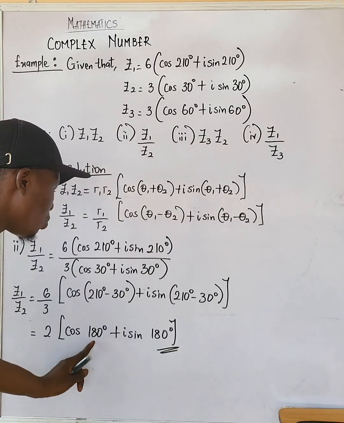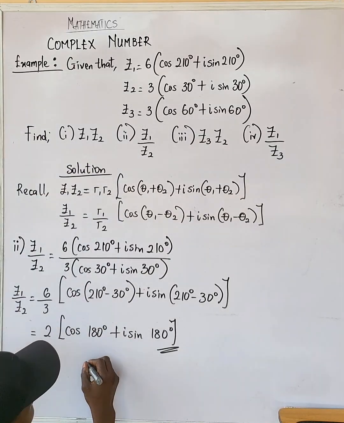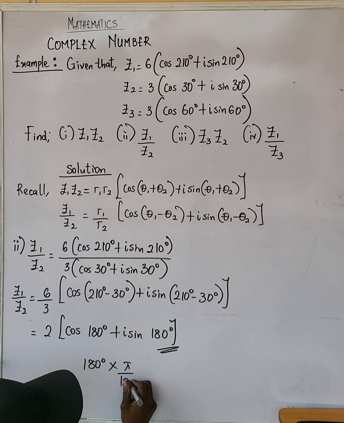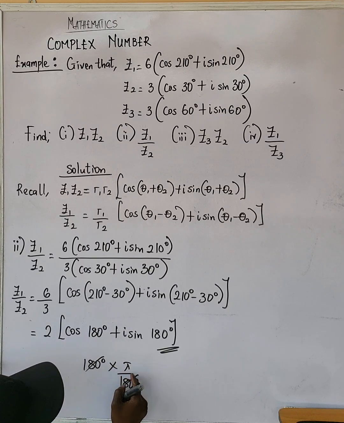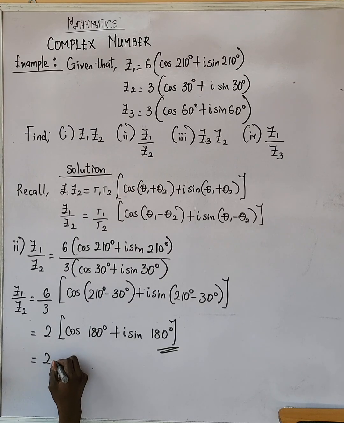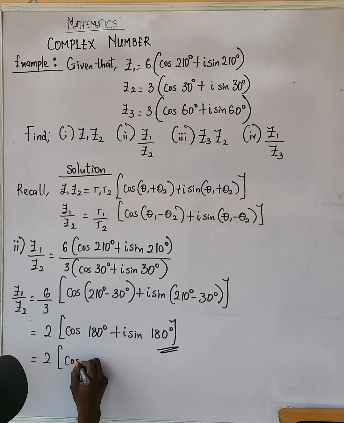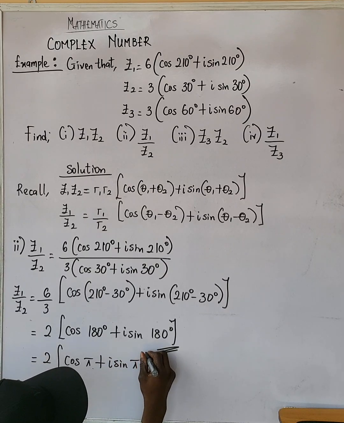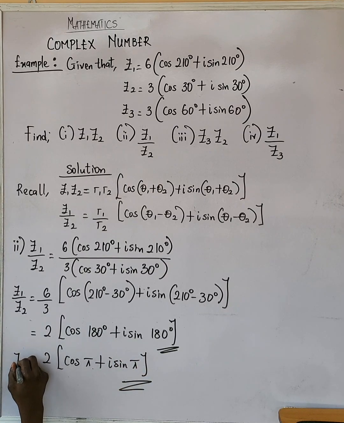Now, conversion of this 180 degree to radian will be what? It's in degree. That will be 180 degree multiplied by pi over 180 degree, right? 180 will cancel. What are we having? Pi. So it means my answer will be 2, then cos pi plus I sine pi, right? And this is my answer for Z1 over Z2.